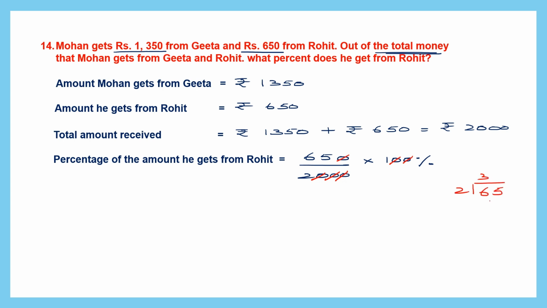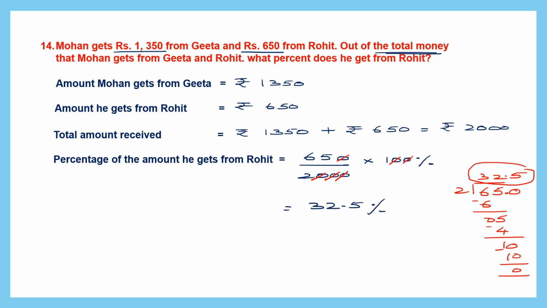2 threes are 6 minus 5. 2 twos are 4 minus 1. We can carry on. We can put a 0 here and 10 here. So now 2 fives are 10 minus 0. So what do we get here? The quotient is 32.5. So this is the percentage of the amount he gets from Rohit. 32.5 percent, and this is our answer.